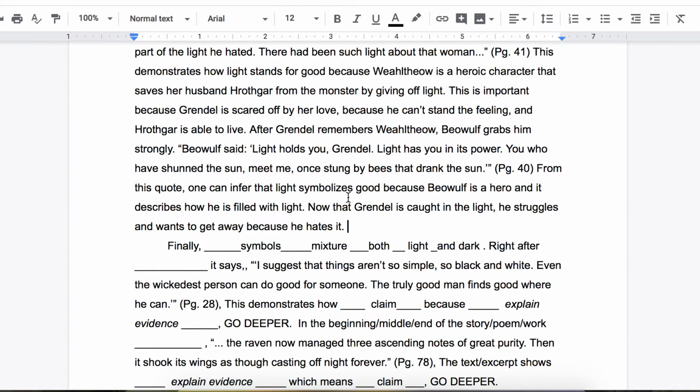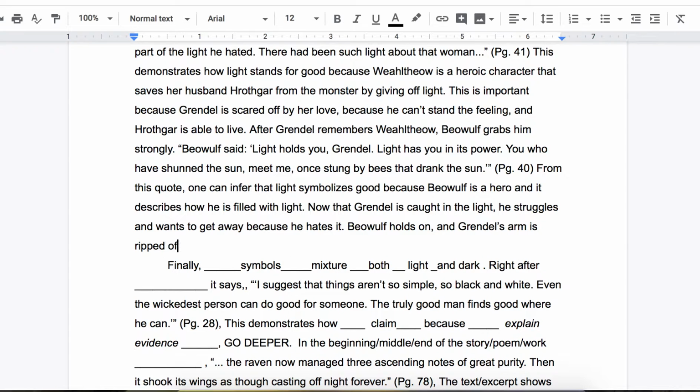All right, now I actually want to do a little bit more go deeper because I think there's more to be said about this, and oftentimes your go deeper should be more than just one sentence. So I'm going to continue this. So what does Grendel do after this? Now that Grendel is caught in the light, he struggles and wants to get away because he hates it. Beowulf holds on, and Grendel's arm is ripped off, and the monster bleeds to death because of his fear of the light.